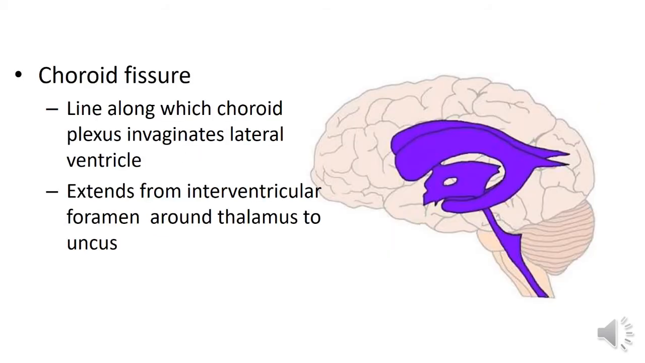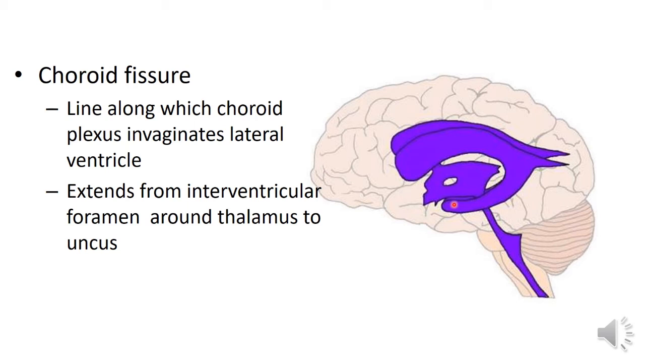Now we will have to add a note on the choroid fissure. The choroid fissure is the line along which the choroid plexus, a plexus of cells which produces the cerebrospinal fluid, invaginates the lateral ventricle. This choroid fissure extends from the interventricular foramen around the thalamus up to the uncus.